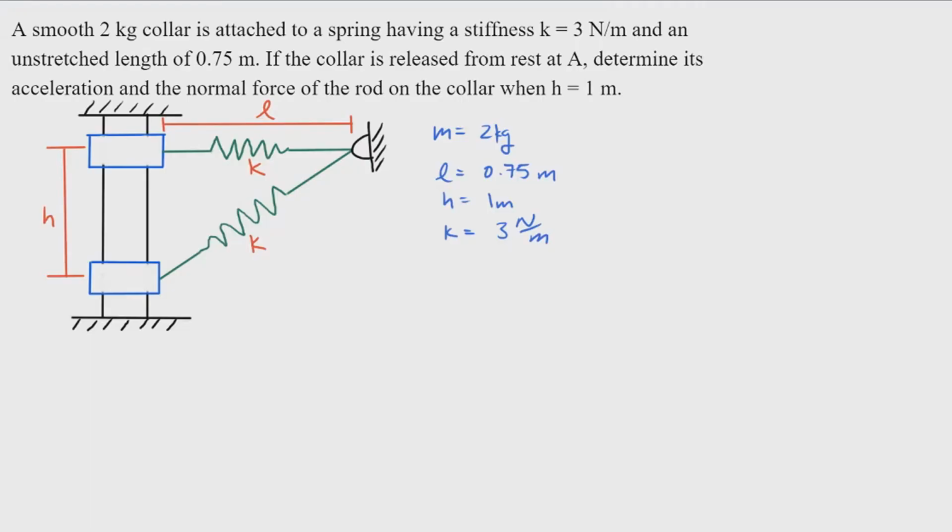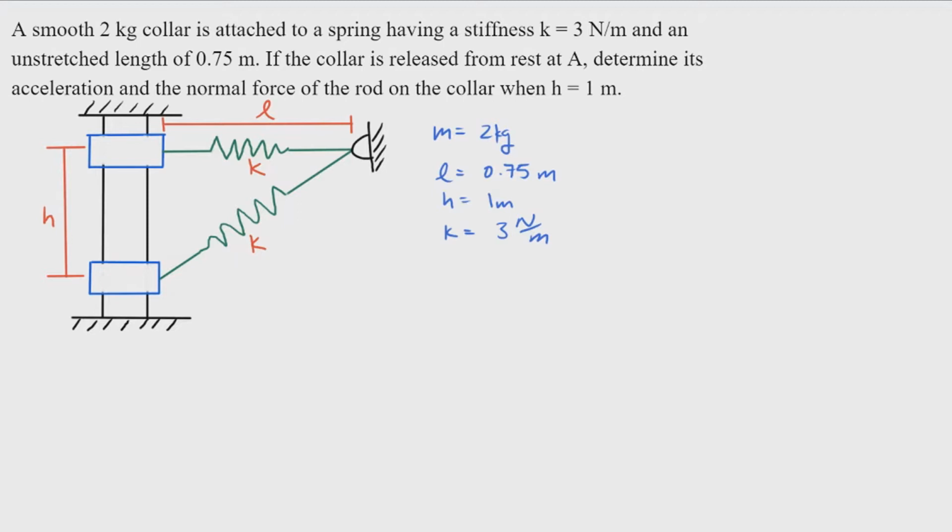Welcome back, everybody. You may have noticed that we already did this problem, but I want to redo it in a different sense, using kinetic energy, or the idea of the work-energy principle. So what the problem states is: a smooth 2 kilogram collar is attached to a spring having a stiffness of 3 newtons per meter and an unstretched length of 0.75 meters.